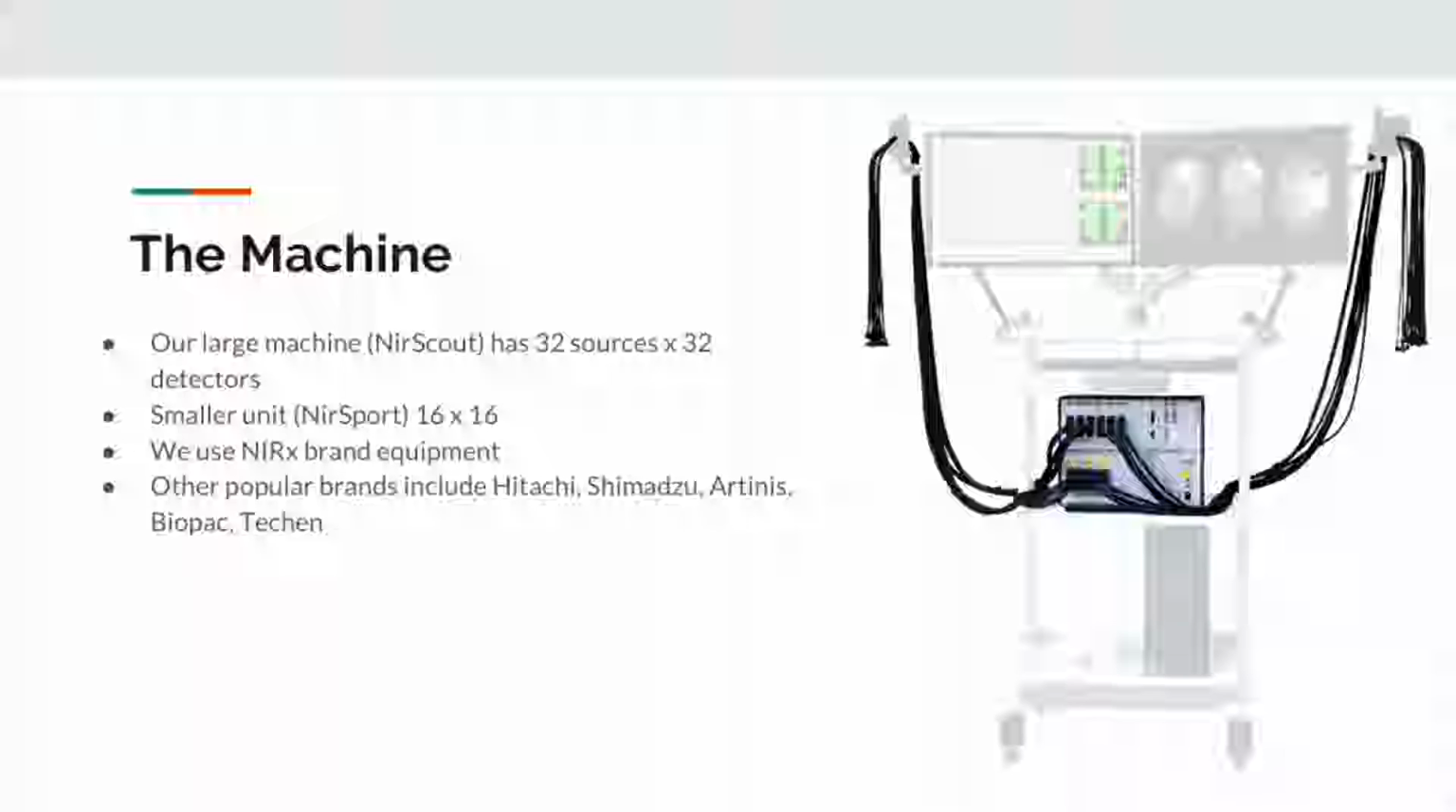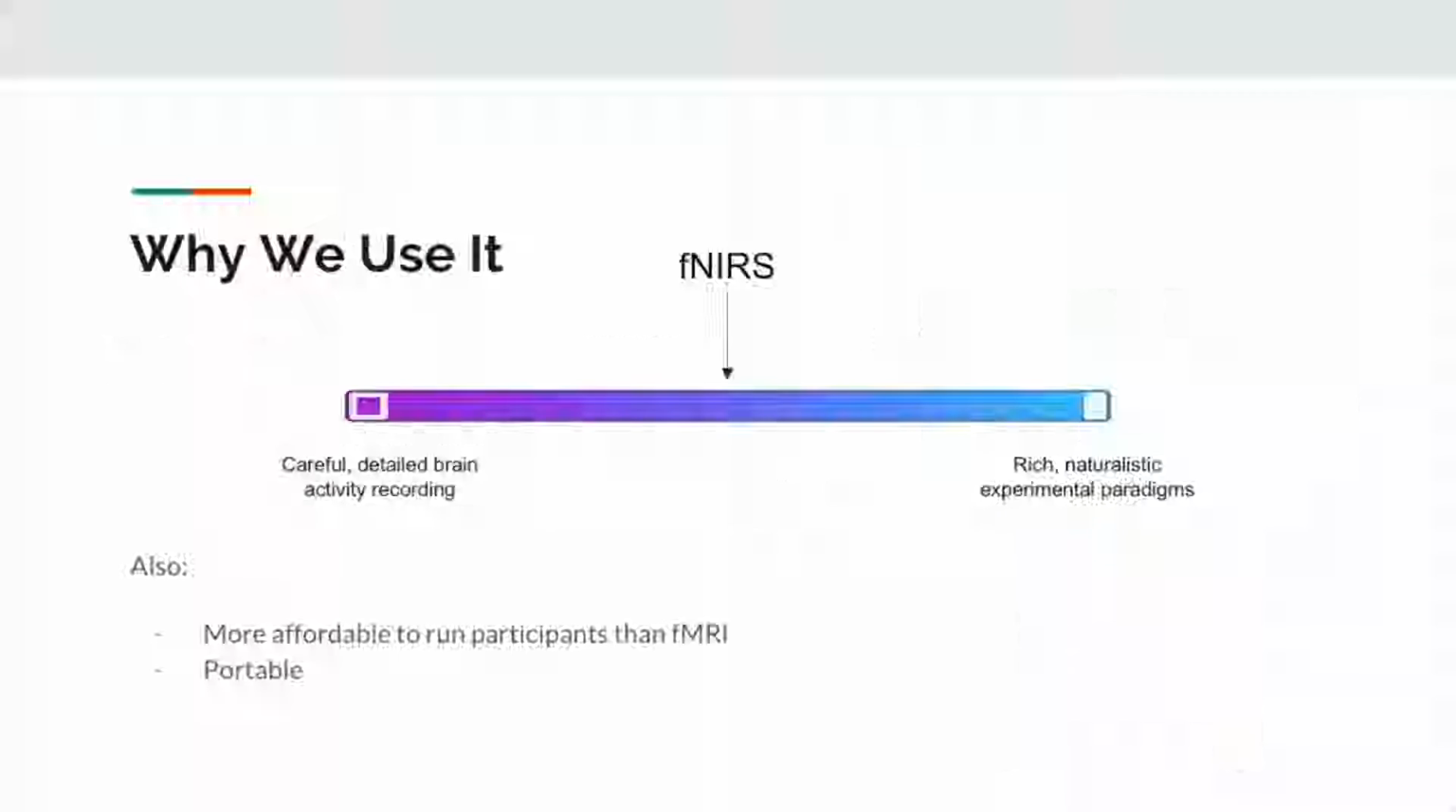A lot of people enjoy the Shimadzu and Hitachi units, especially if they're running labs in Asia. There's a lot of NIRS labs in Japan, Korea, and China. Artinis is probably the most bang for your buck. It's a cheap unit, but it's good for when you don't need full head coverage and you want something that's not upwards of $100,000. There are also much smaller companies, but I don't really see people talk about them, so I don't think you really need to know them.